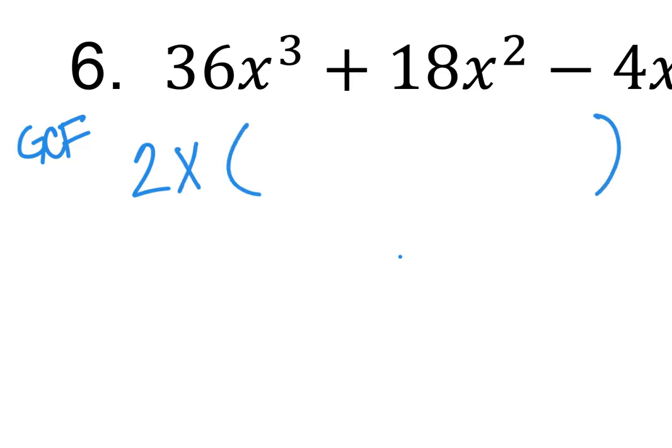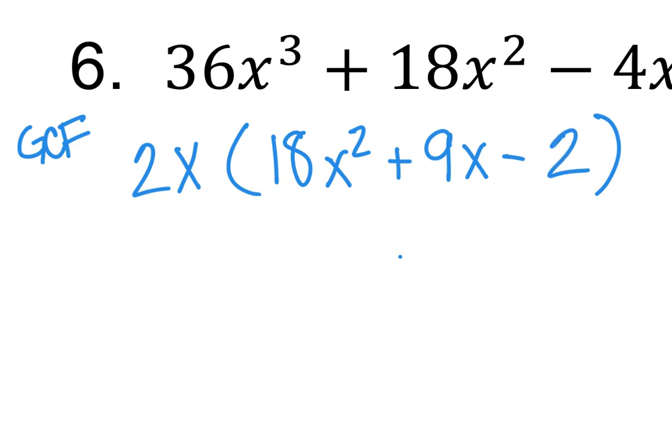So 2 times what is 36? 18. We already have 1x out here, so that leaves 2 inside. Bring down that plus sign. 2 times what is 18? 9. We have 1x out here, but we have 2 right here. So that leaves 1 down here. Bring down that minus. 2 times what is 4? That would be 2. Okay, we have 3 terms left.